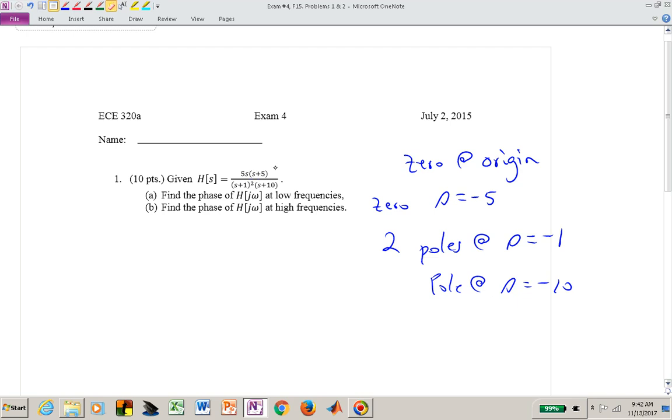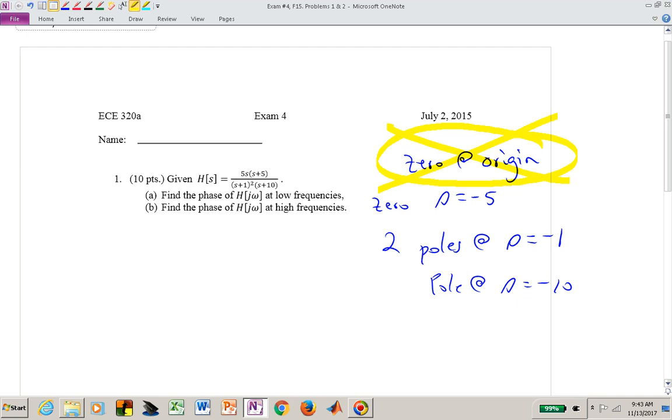In this particular problem, it's asking us to find the phase of H of j omega at low frequencies and find the phase of H of j omega at high frequencies. At low frequencies, if we didn't have this 0 at the origin, what do we mean by low frequencies? That 0 at the origin is always active, so that's happening at low frequencies. But let's just, for now, say that we don't have a 0 at the origin.